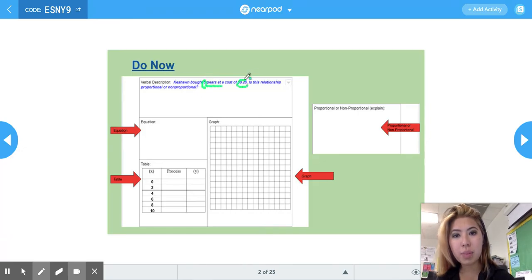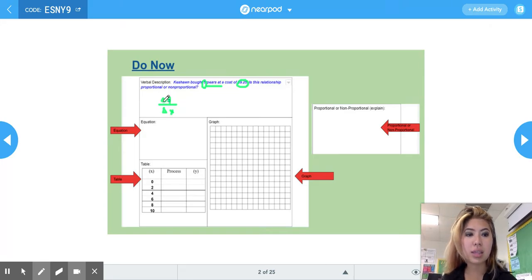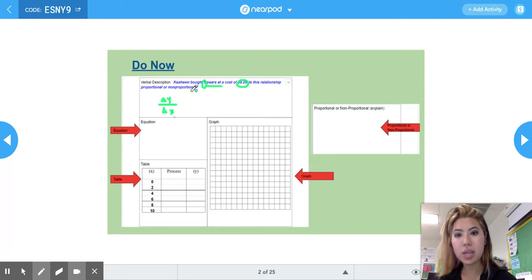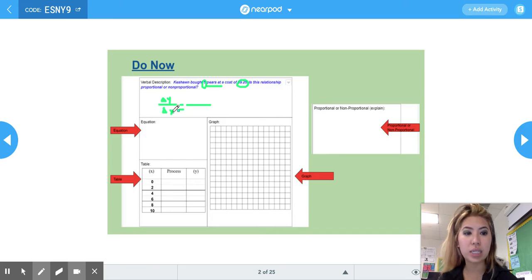So from here, I'm going to find my rate of change, which is always the change in y over the change in x. This triangle right here is a Greek symbol that we use to represent change of. It's the delta symbol. We first have to figure out what is our y value and what is our x value in terms of these two numbers. Does the number of pears depend on the cost, or does the cost depend on the number of pears? The cost is going to depend on the number of pears.